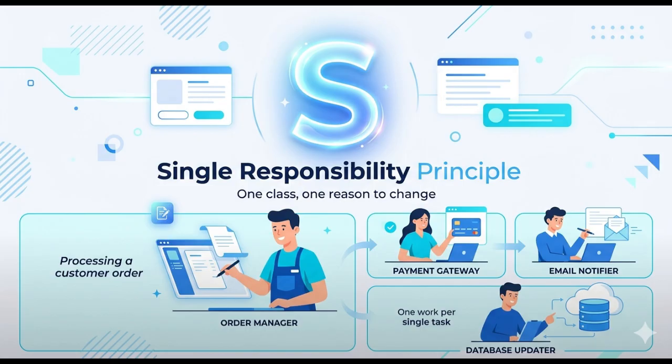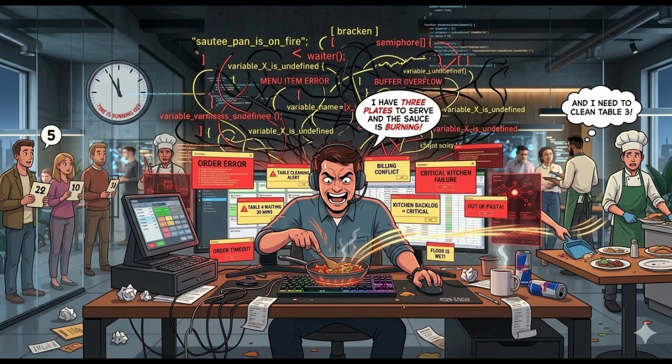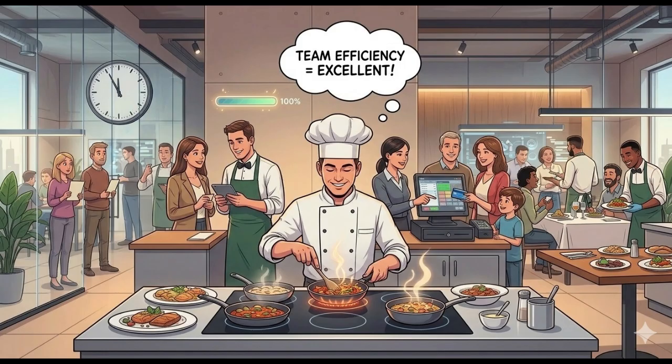A class should have only one reason to change, meaning a class should do only one job. Let's take a real life example. Think about a restaurant. Imagine one person is doing cooking, taking orders, billing and cleaning. That would be chaotic. Instead, a restaurant divides the responsibilities. The chef will do cooking, the waiter will take the orders, the cashier will do billing. Each role has one responsibility.